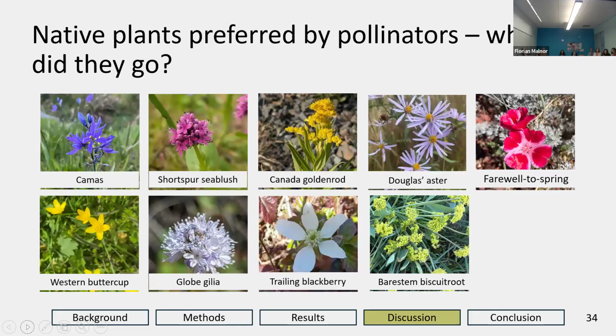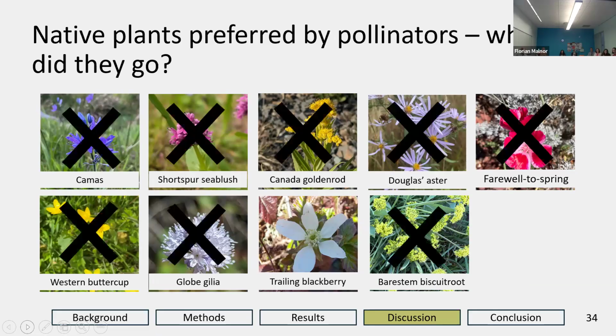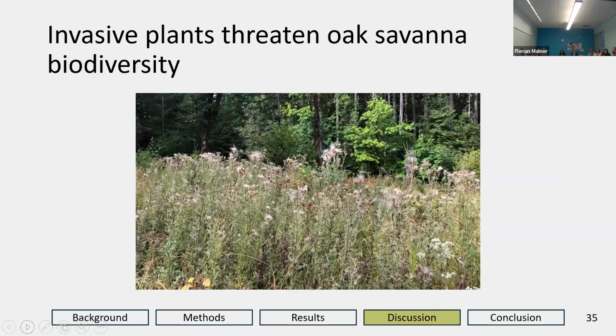So remember these native flowers that I thought I was going to find in oak savanna, and I thought pollinators were going to really like those. But the only one that I found was trailing blackberry. None of these other ones. I didn't find a single flower of any of these other species. And that is likely because they got pushed out by invasive plants.